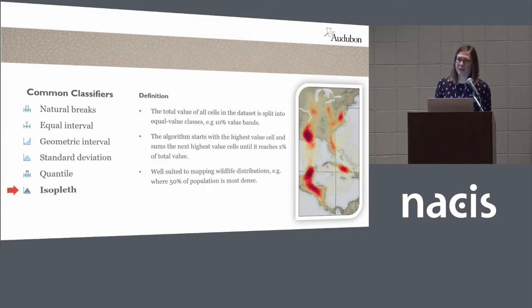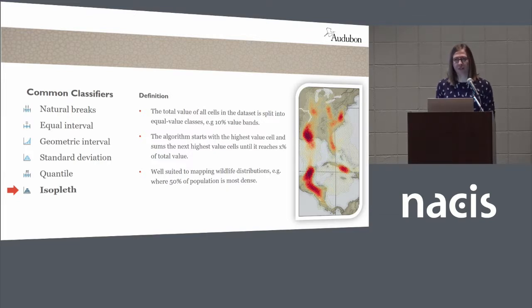So that brings me to the isopleth. And again, this is by far my favorite. The reason is because it's measuring something that's very relevant for what I care about. It's telling me what percent of my population is present in each class. So what it's doing is taking the total of all of the cells in the data set and summing them and then splitting that into equal sum classes.